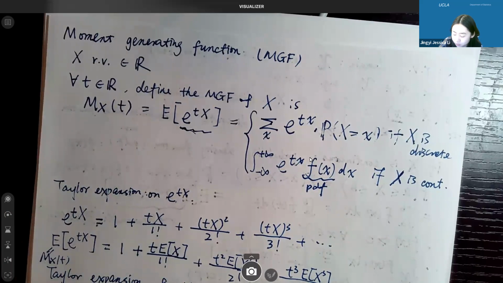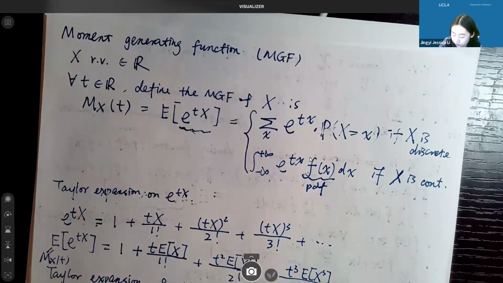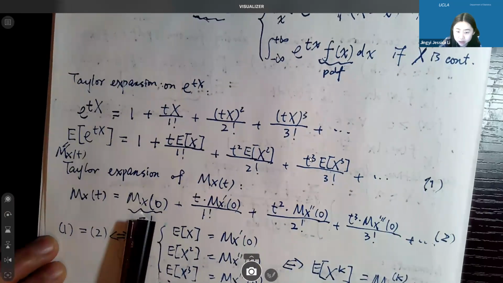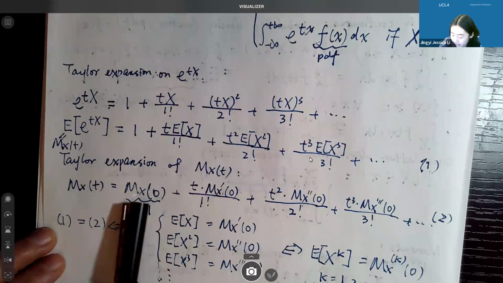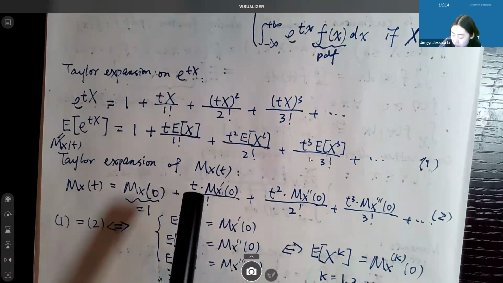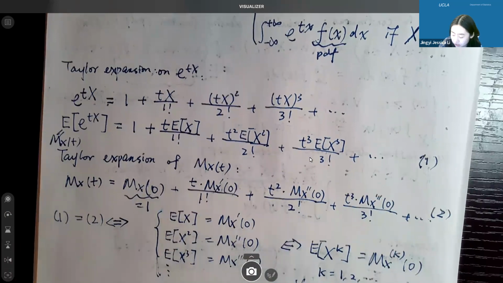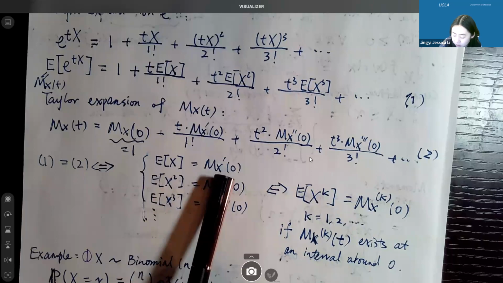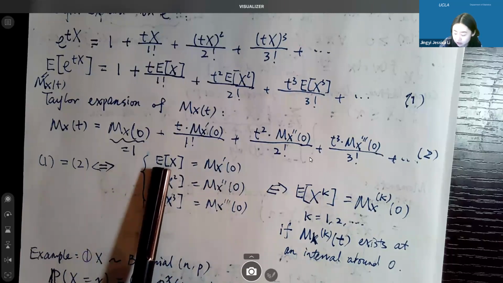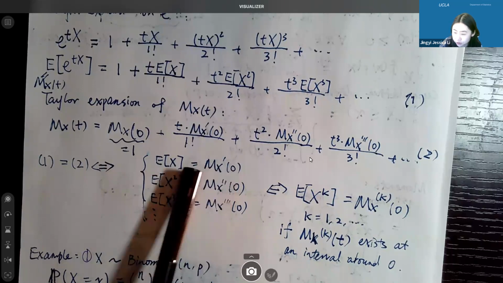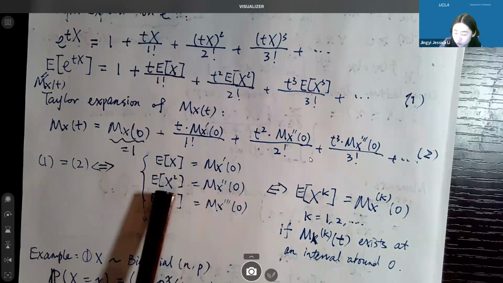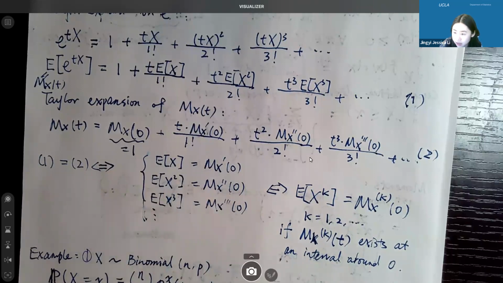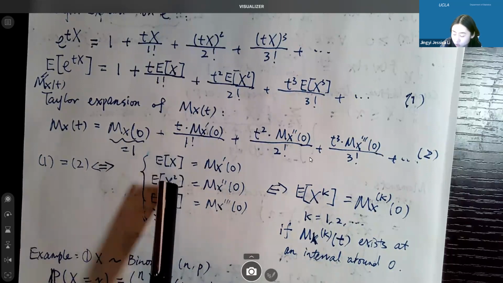So why do we say it's moment generating? The reason is that once you obtain the function, and if the function is differentiable at 0 and smooth enough, so it has many derivatives at 0, then each derivative at 0 will give us the moment of the corresponding order of X. So the first derivative at 0 gives me the first moment, the second derivative at 0 gives me the second moment, and so on. So that's why we say it's moment generating.